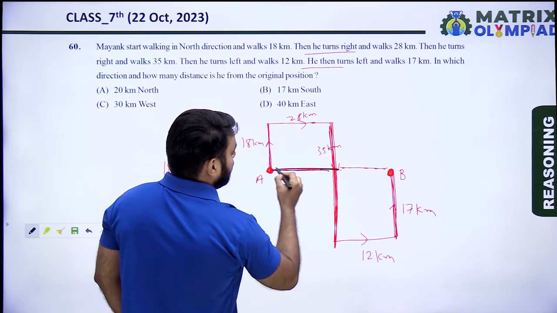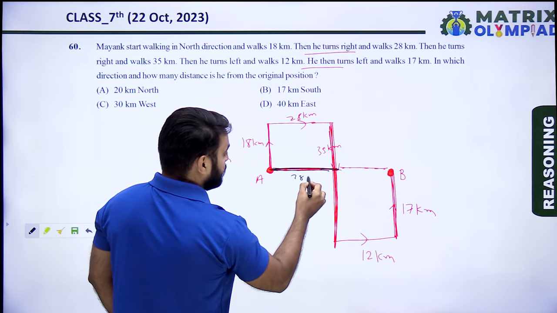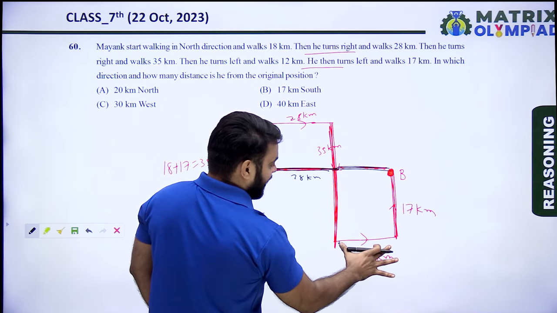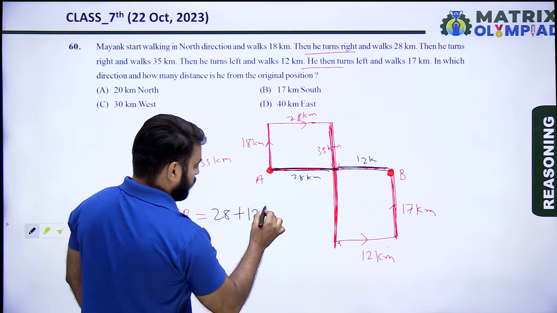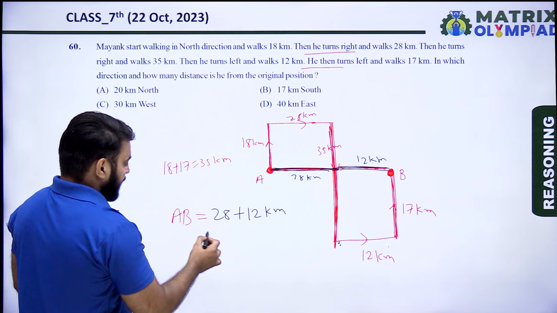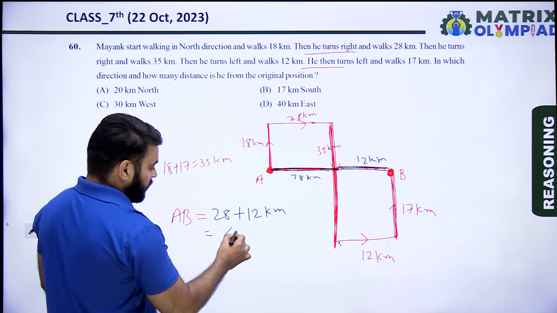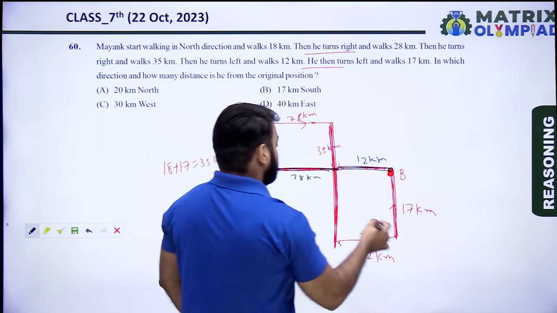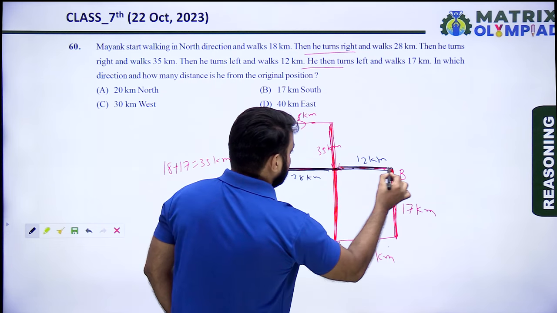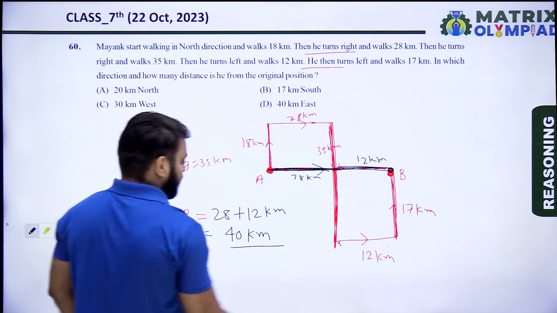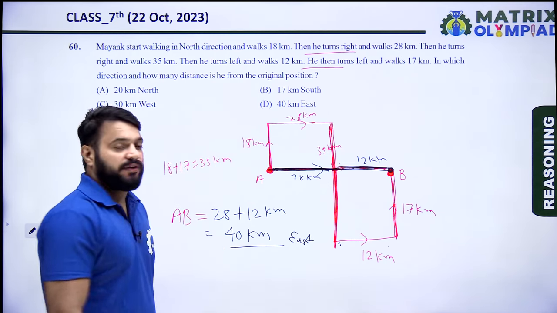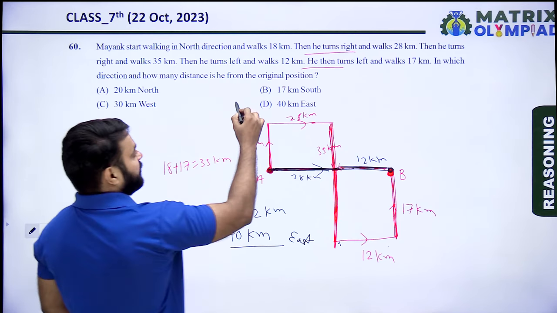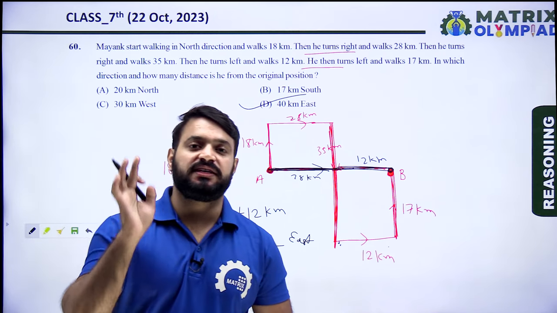The value of this line is 28 kilometers also. It means this line is equal to this line. So plus 12 kilometers. So the distance between A and B is 40 kilometers. And find the direction of B with respect to A. The direction of the end point with respect to the initial point is east. So 40 kilometers east. So option D is the correct answer of this question.